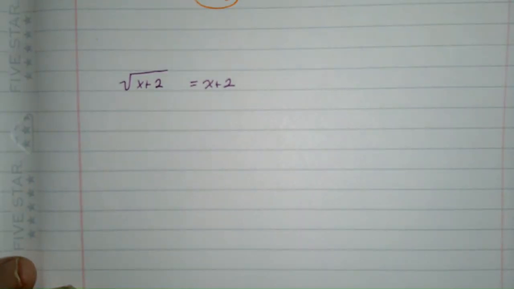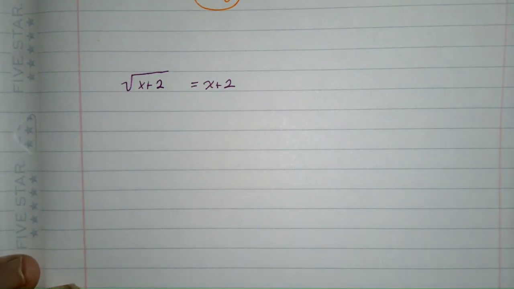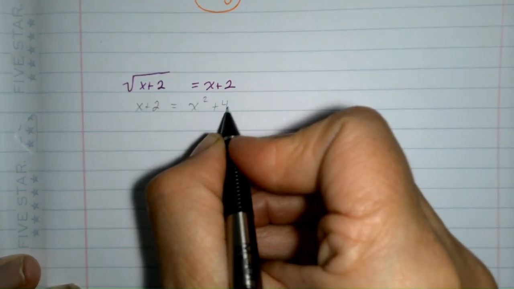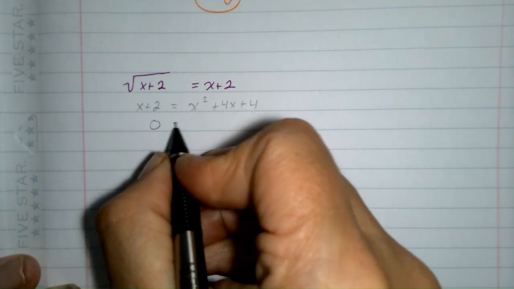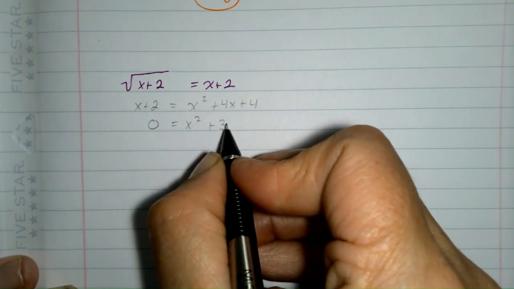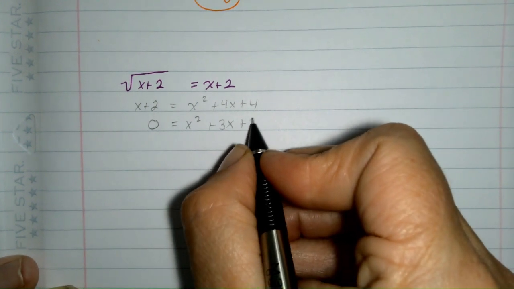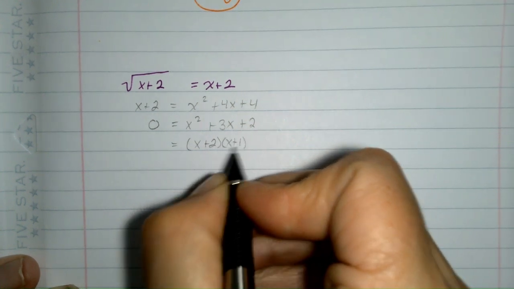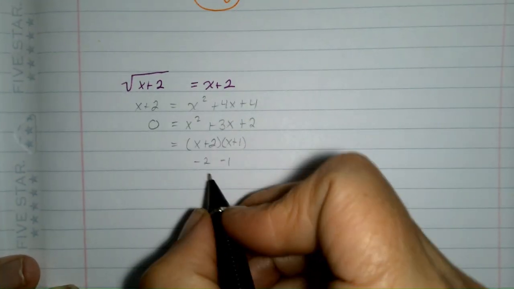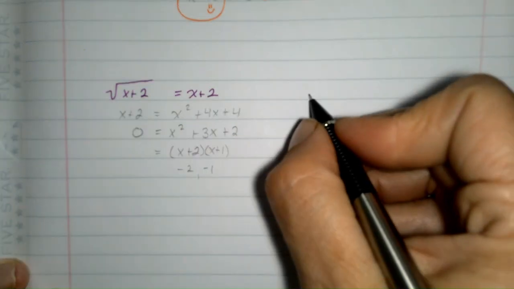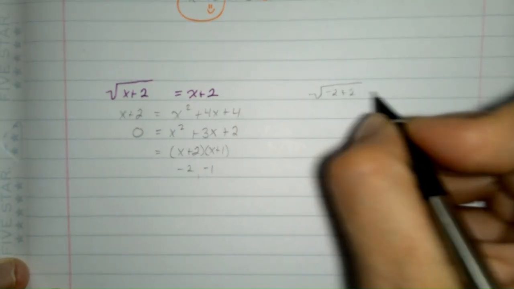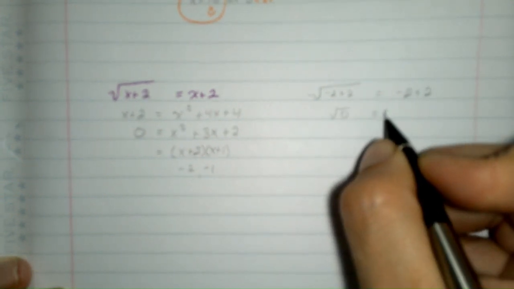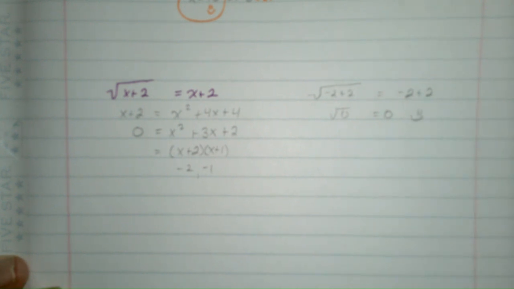Okay, the square root of x plus 2 equals x plus 2. So again, I'm going to square both sides. Shorthanding now, since we've done a few of these. Make it equal 0. Factor. I'm getting -2 or -1. Okay, so is -2 plus 2 equal to, so is the square root of 0 equal to 0? Yes, absolutely.